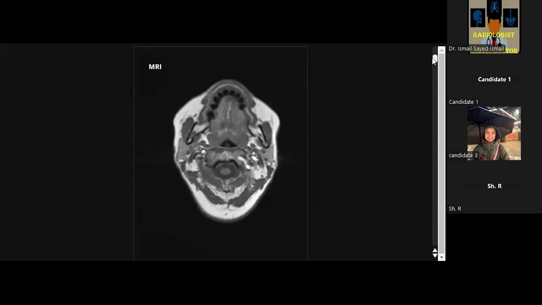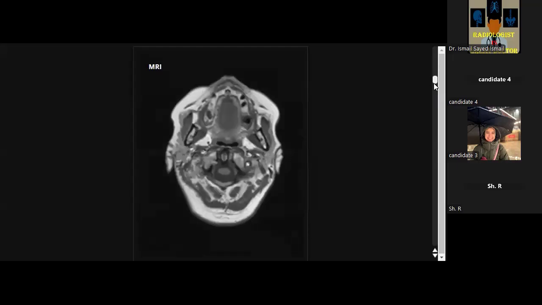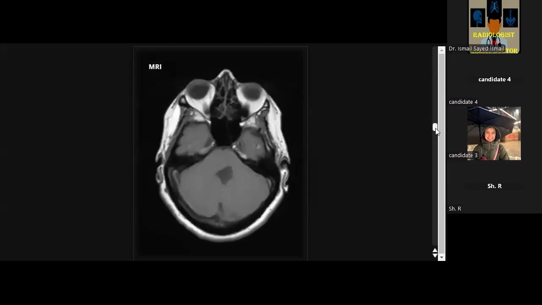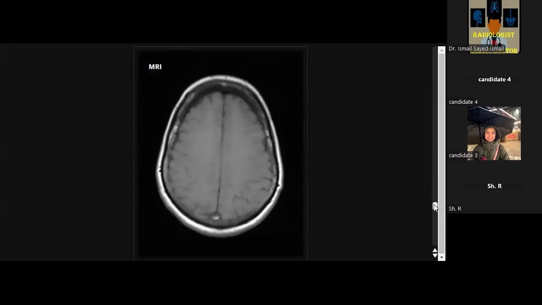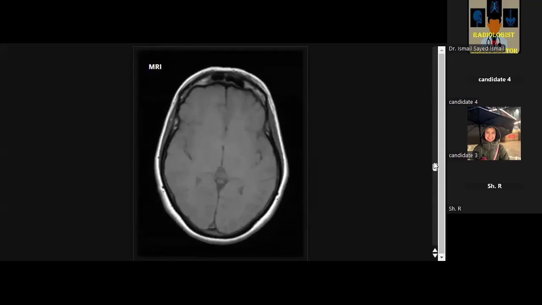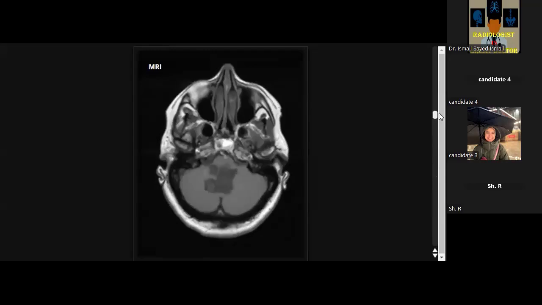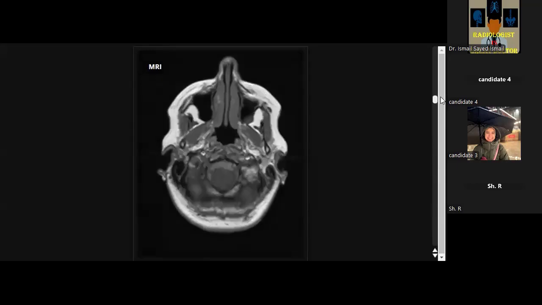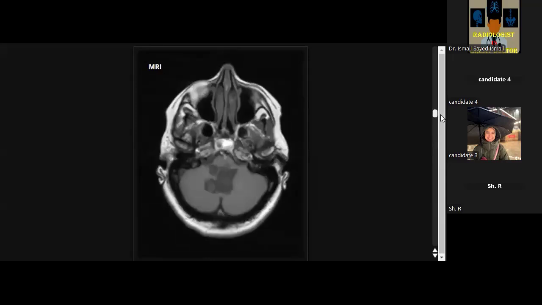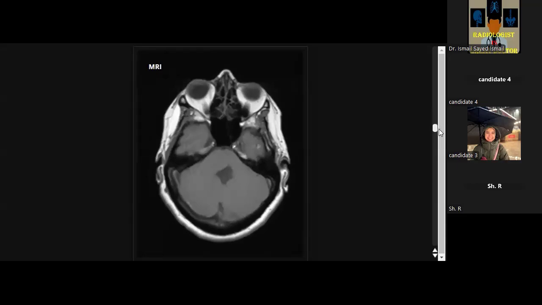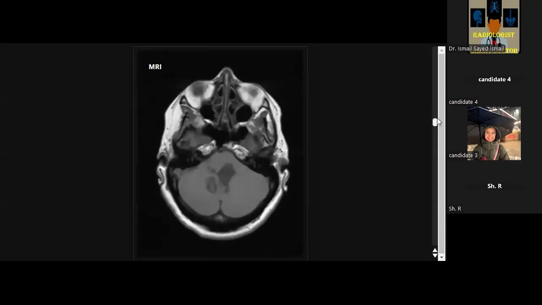I'm provided with axial T1 weighted MRI of an adult patient. I would like to scroll through the images first before commenting. As I'm scrolling, I can see a well-defined lobulated T1 hypointense lesion in the region of the fourth ventricle. I'm not able to appreciate the fourth ventricle separately from the lesion. The lesion is extending inferiorly into the foramen of Magendie and extends laterally into the foramen of Luschka.